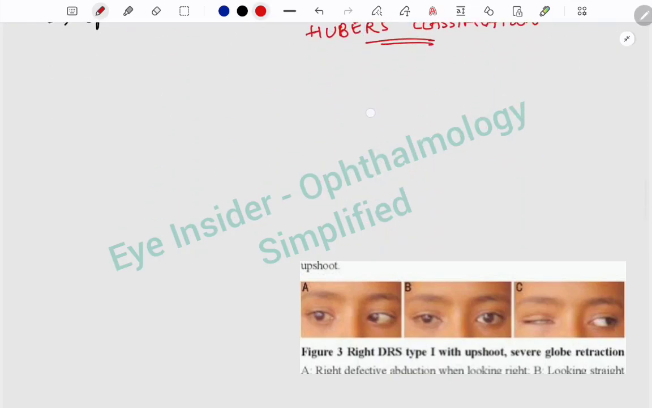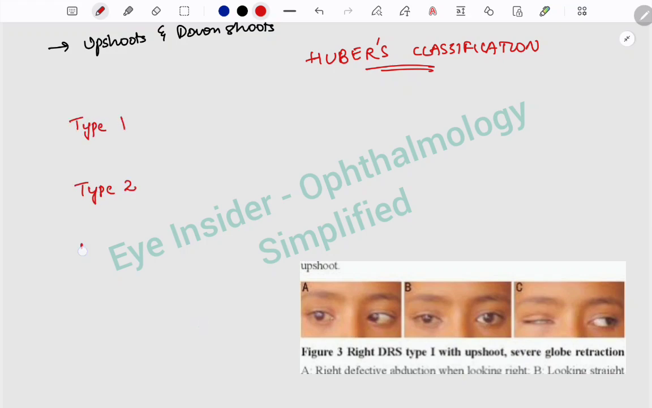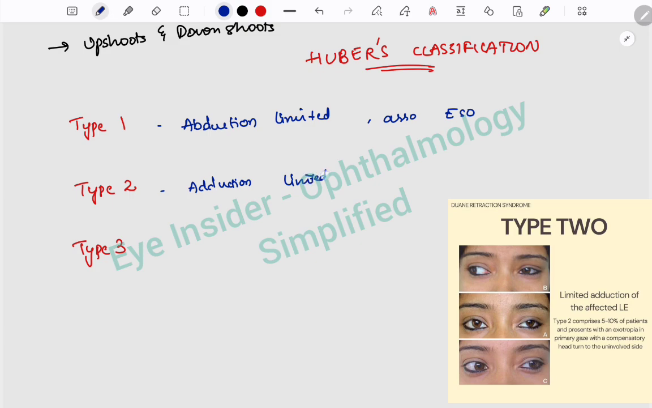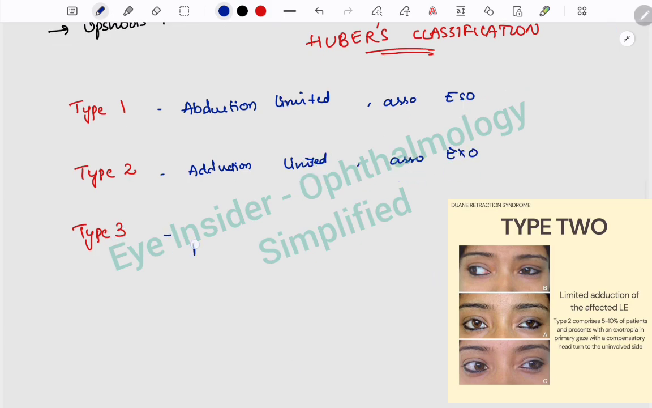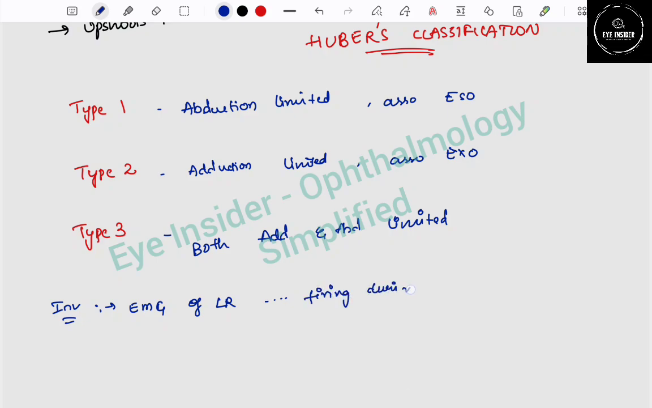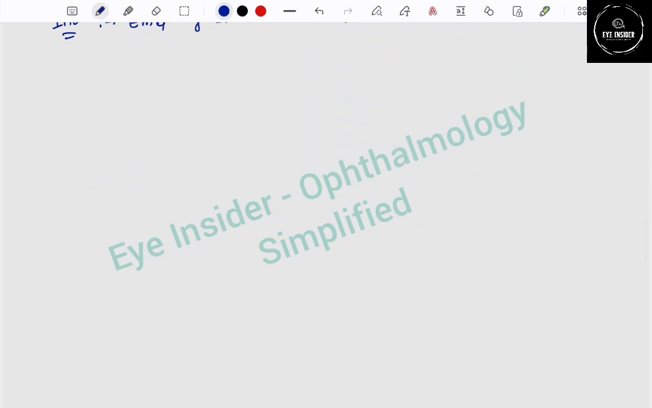So in the image we can see Duane Retraction Syndrome. The patient is looking towards the right. There is a defect in abduction in the right eye, and in the left eye we can see narrowing of the palpebral aperture. In type 2 there is limited adduction and associated exotropia, as you can see in the image. In type 3 both adduction and abduction are limited. So you can remember it as type 1 has 1D, type 2 has 2D, and type 3 has 3Ds, 2 from adduction and 1 from abduction.